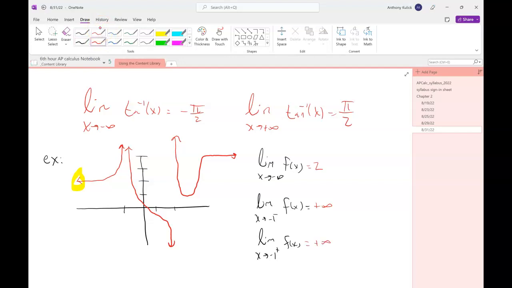That goes to positive infinity. I want to point out for a second, it's worth noting that you could have written this all as one limit and just written it as the limit as x approaches 1 of f of x equals positive infinity. That would be okay. Yes, negative 1. Thank you, John.